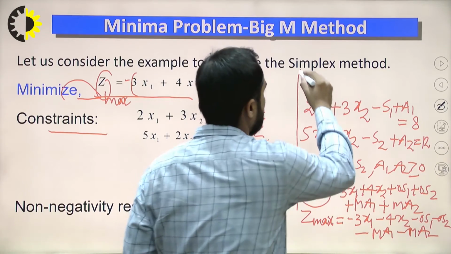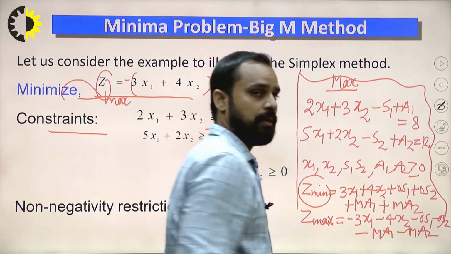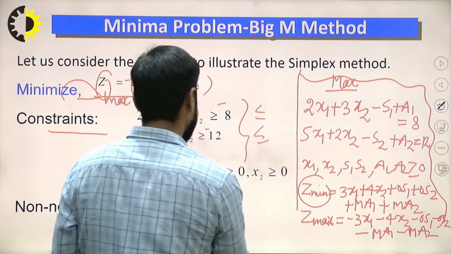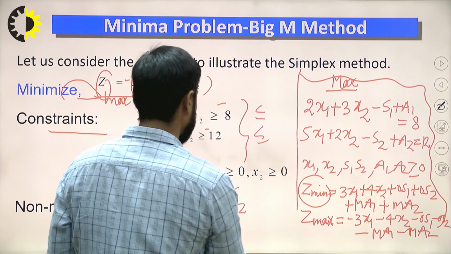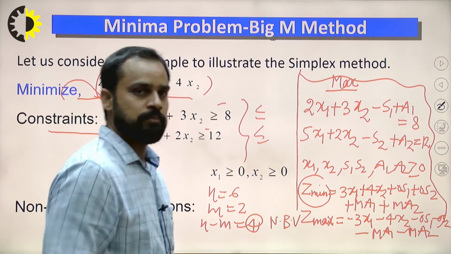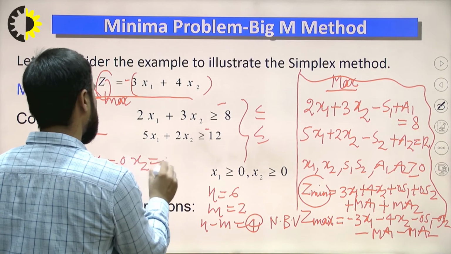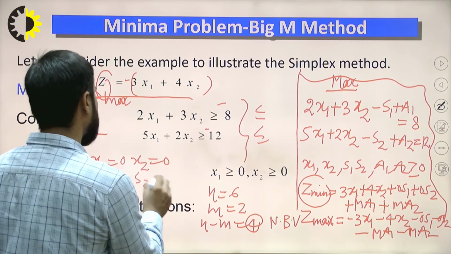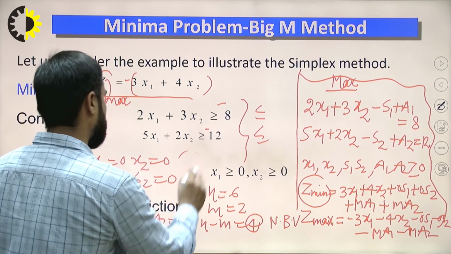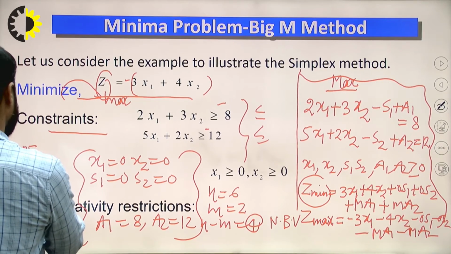Now this problem belongs to maximization, right? And now the number of variables n is equal to 1, 2, 3, 4, 5, 6. Number of equations m is 2. So n minus m is equal to 4. That is the number of non-basic variables. Which are the non-basic variables? x1 is equal to 0, x2 is equal to 0, s1 is equal to 0, s2 is equal to 0. And a1 is equal to 8, a2 is equal to 12. That is the initial basic feasible solution.